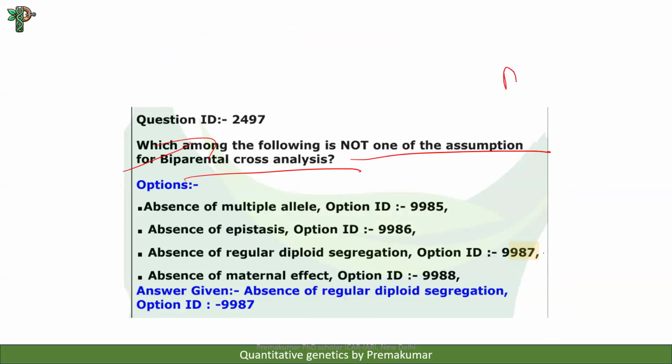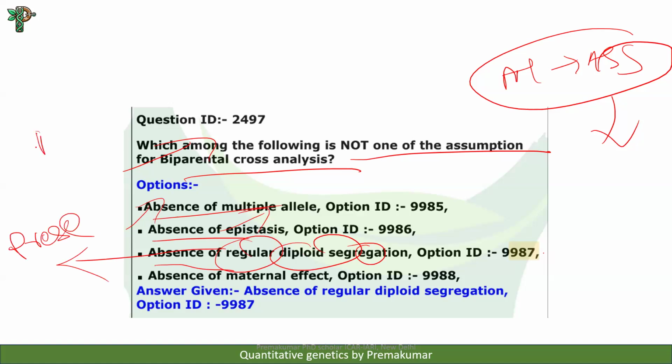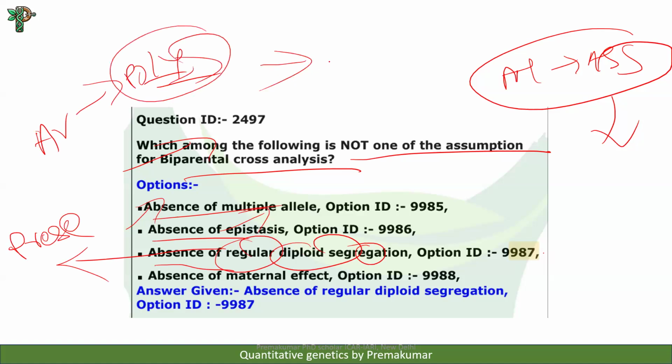As I discussed in the Hardy-Weinberg assumptions, if you listened to or watched my recording, you can analyze this. Means absence of multiple alleles, absence of epistasis, absence of regular diploid. Okay, not absence, it should be presence of regular diploids. We avoid that because if any polyploid segregation is there, it will wrongly estimate your additive variance, dominance variance or genetic components. That's why we assume that this follows diploid segregation. There are no multiple alleles, there is no epistasis, there is no maternal effect.